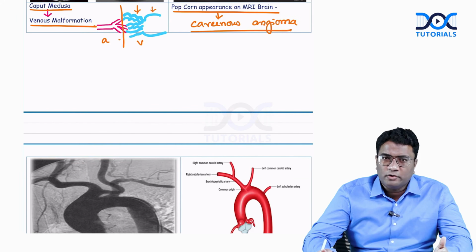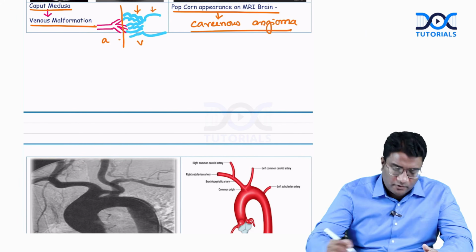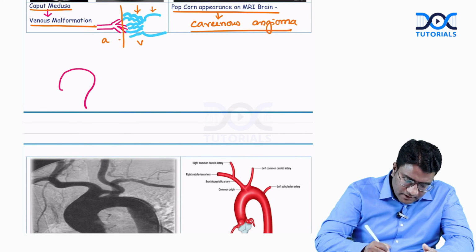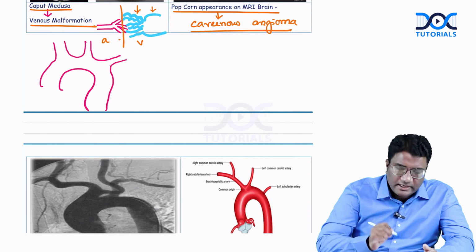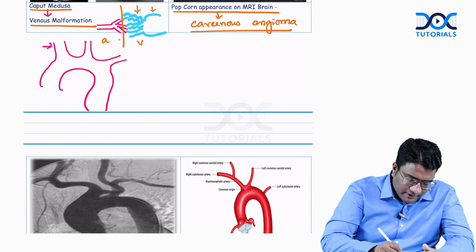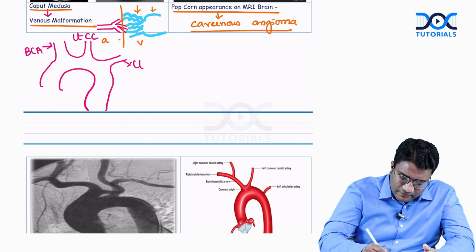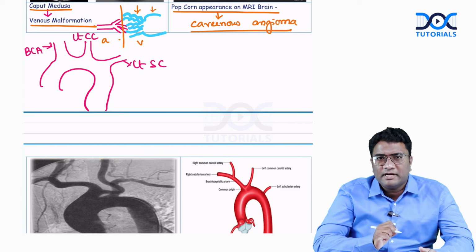And I hope you all know the three direct branches of the arch of aorta. What are the three direct branches of the arch of aorta? You have the brachiocephalic artery, left common carotid, and left subclavian, right? So these are the three direct branches. You will have a brachiocephalic artery on the right side, a left common carotid and a left subclavian.